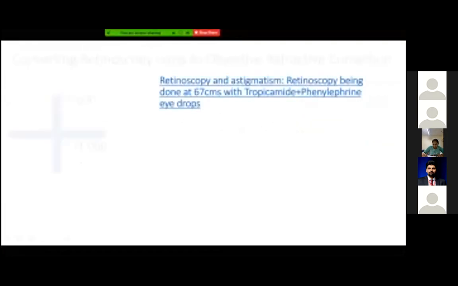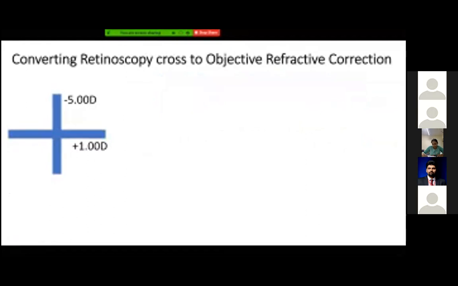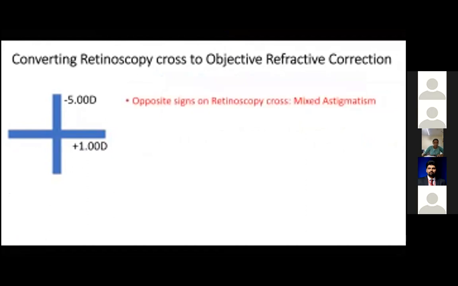Now the next and final step of retinoscopy is to convert this retinoscopy cross into your objective refraction correction, which is your prescription pattern, which I've shown earlier. Whenever I have a minus and a plus on the two axes, this is a case of mixed astigmatism. I have purposely shown you a difficult case of mixed astigmatism because of the lack of time. But if you just follow the rules, everything is pretty straightforward.